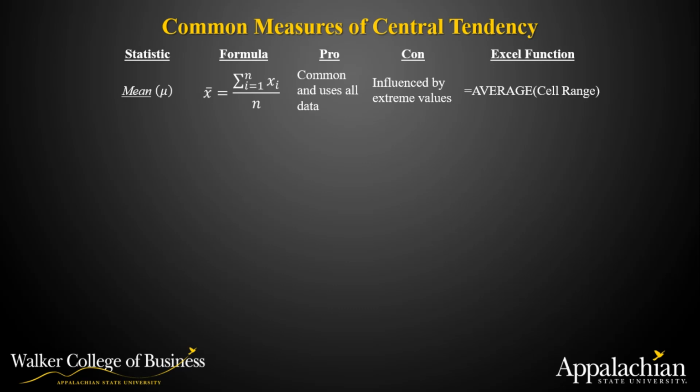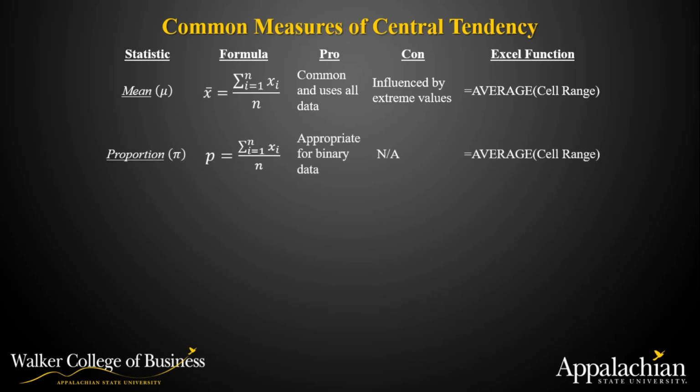While this is the most common measure of central tendency, it does have a downside in that it's influenced by extreme values. And when those extreme values are all on one side of the distribution, that is, the distribution is either skewed to the left or skewed to the right, that can make the mean misleading. We'll come back to that in just a moment.